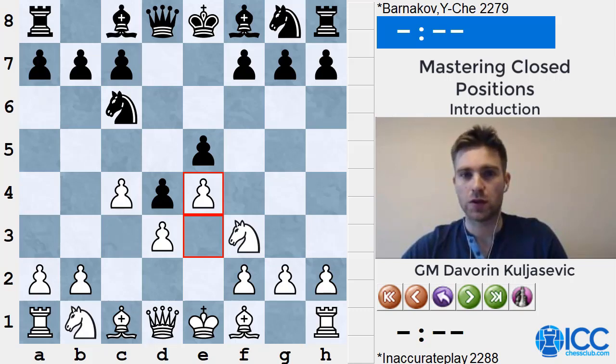And also I should mention that starting from schematic thinking all the way to video number 8, which deals with play on two wings, you will have an opportunity to test your knowledge. There will be a quiz section in which you will have a task to find the best move or best plan. And in this way, hopefully, you can get very good practice for these types of positions.